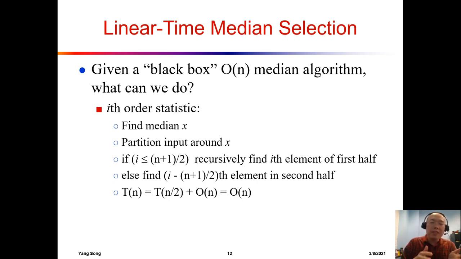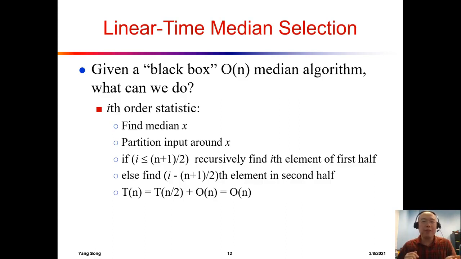Okay, using this algorithm, we can do a lot of cool things. For example, using this linear time median algorithm, we can do the ith order statistics. So we first want to find the median, and then after we have the median, we want to do a partition. When we do the partition using the median, we are doing the 50 to 50 partition. That's guaranteed because that is the definition of the median, right?